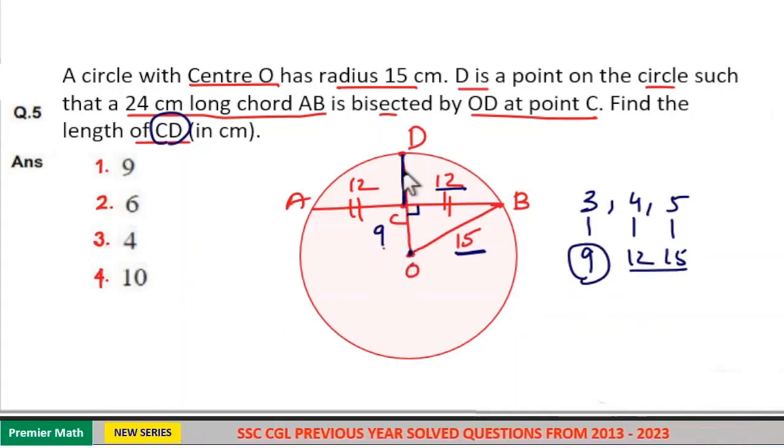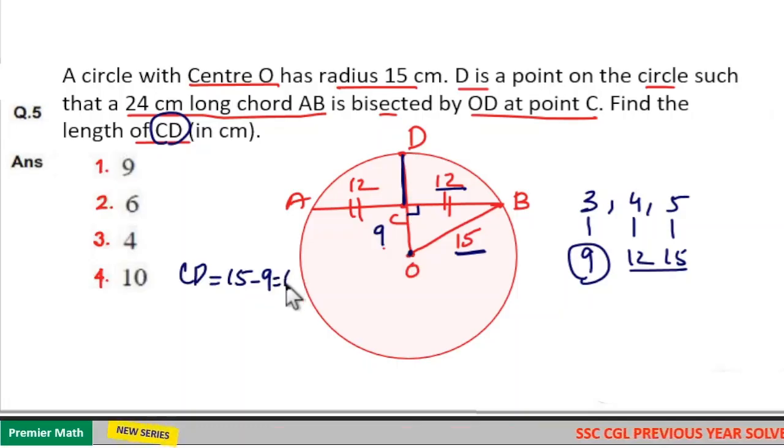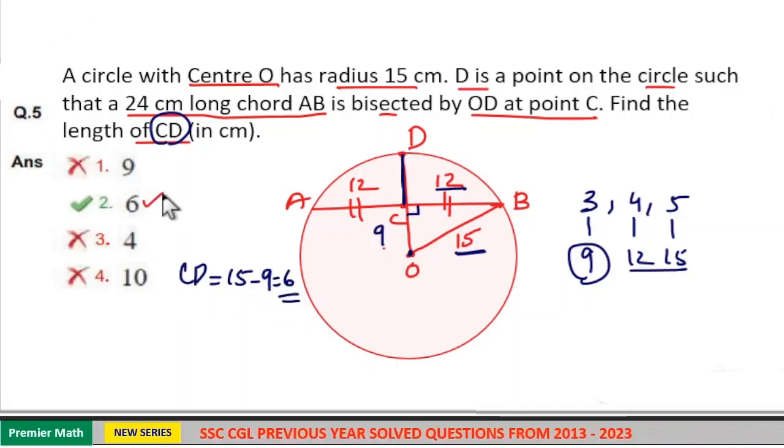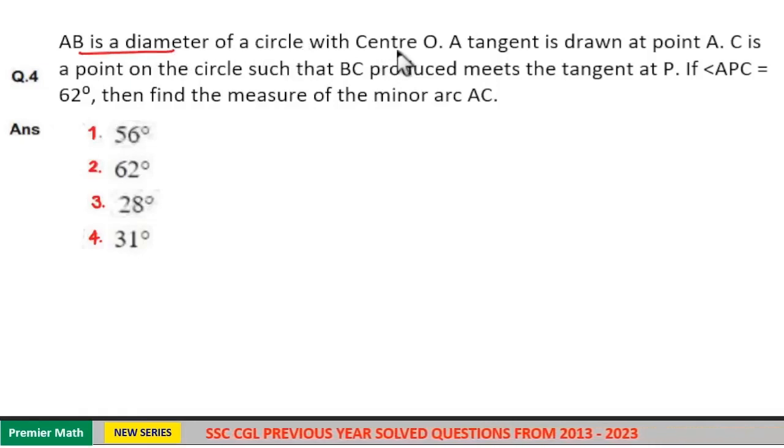If OC is 9, OD is equal to radius which is 15 cm. So CD is equal to 15 minus 9, 6 cm. Option 2 is your answer. This is 6.